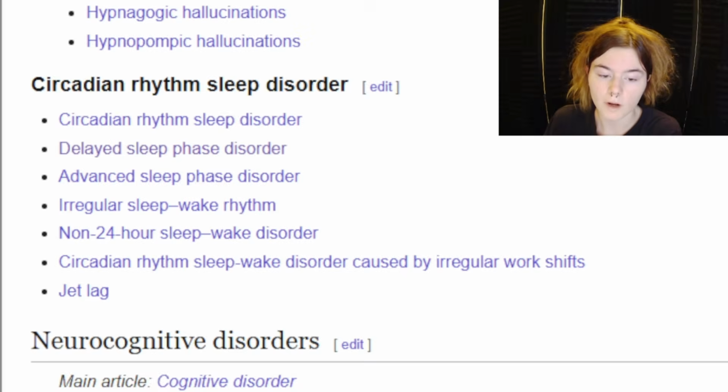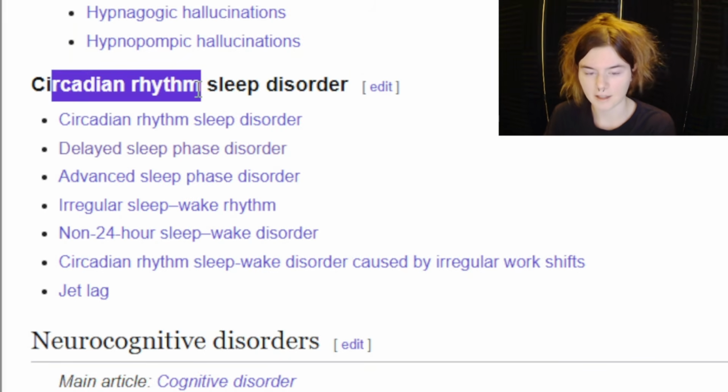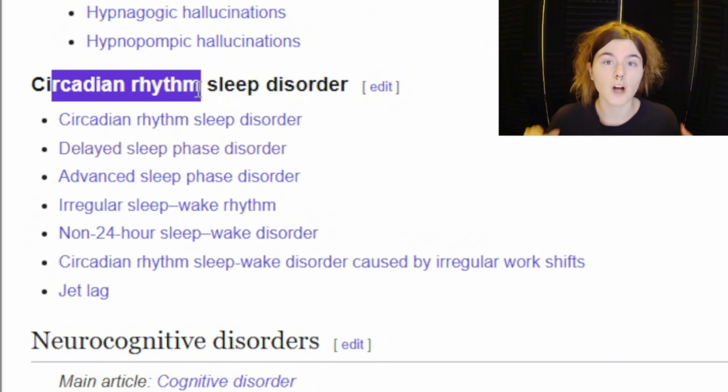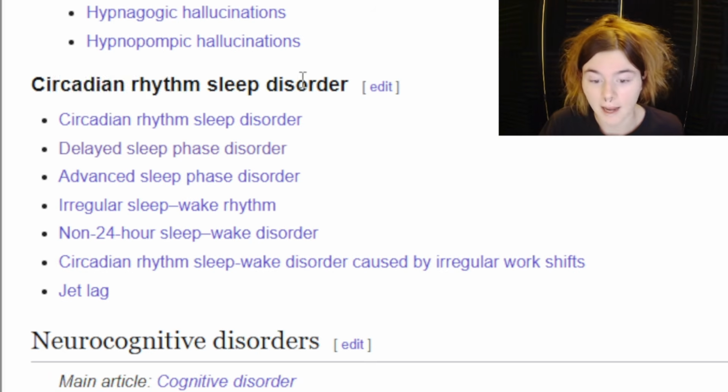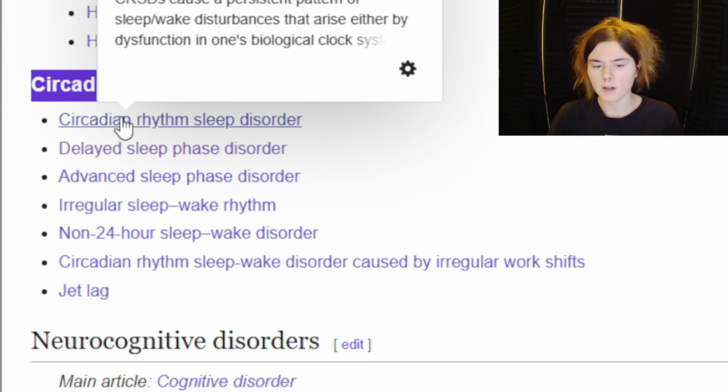I'm excited. Welcome to the beautiful land of Wikipedia. Today we are going to be smashing or passing circadian rhythm sleep disorders. Like I said, this is the exact thing that I've been reading about recently. Now, of course, I'm going to explore more topics in the realm of sleep, but right now I'm on circadian rhythm, and I found this subcategory on the list of mental disorders, and it really caught my eye. Starting off with circadian rhythm sleep disorder.